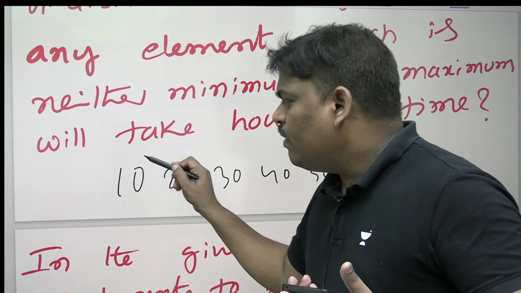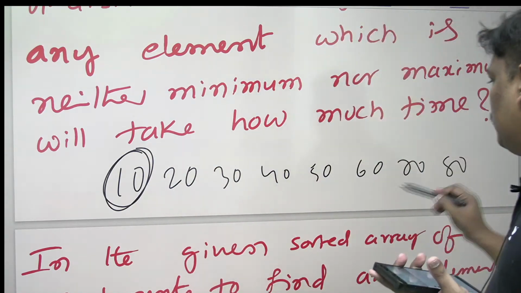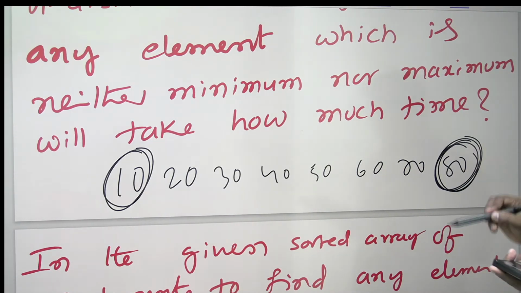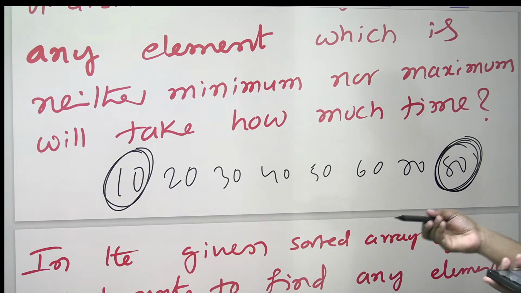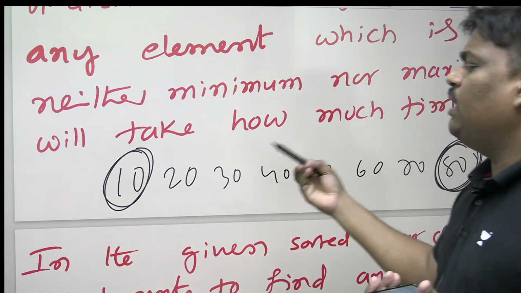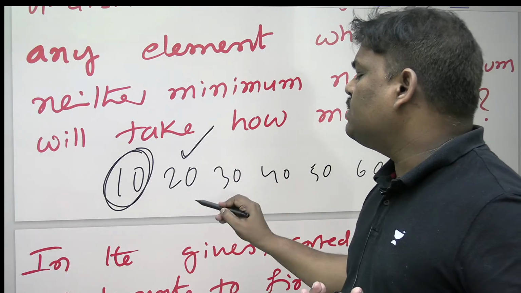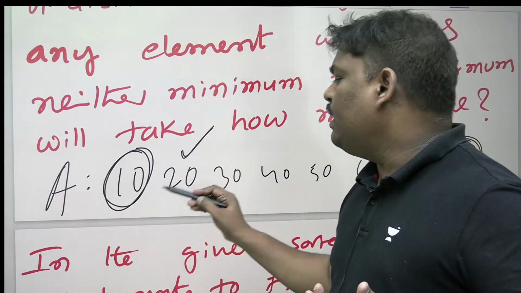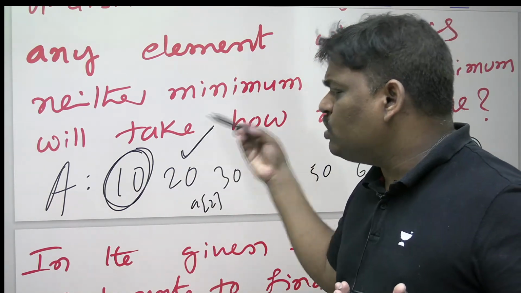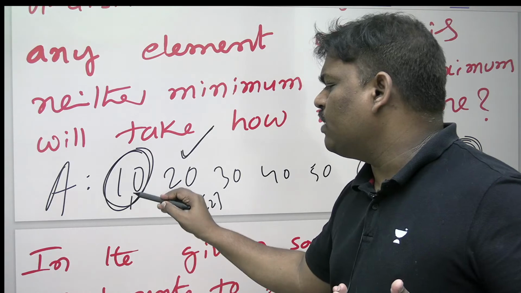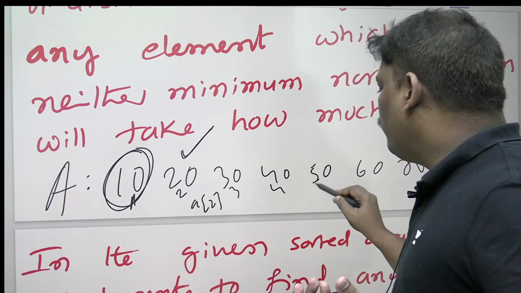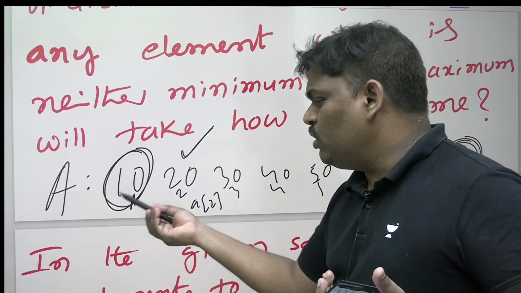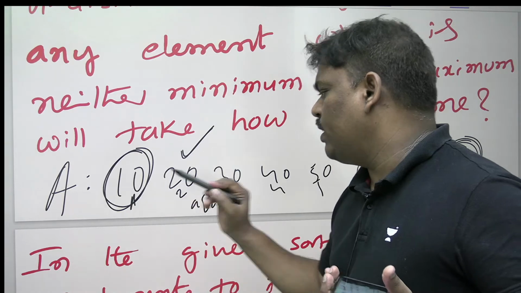In this sorted array, the first person is minimum and the last person is maximum. You take any person, take the second person, directly say A of 2. The array name is A. Array index starts from 0 by default, but let us assume it starts from 1: 1, 2, 3, 4, 5, 6, 7, 8. You can start from anywhere.